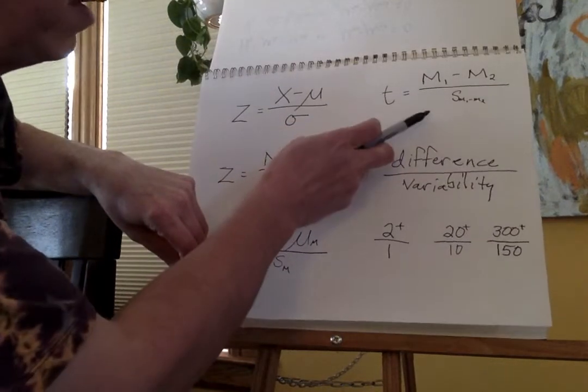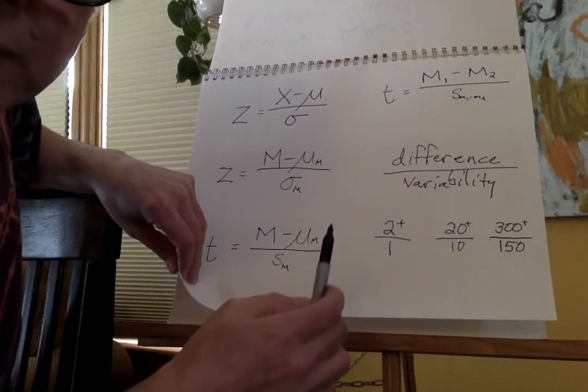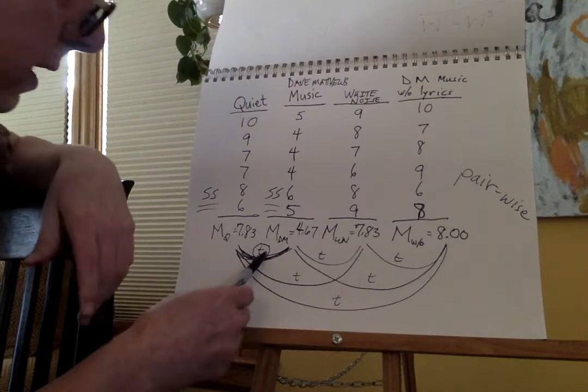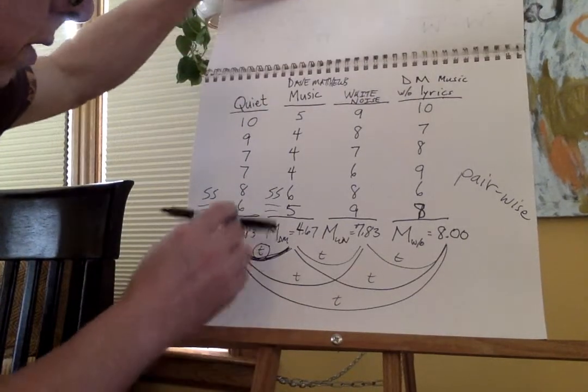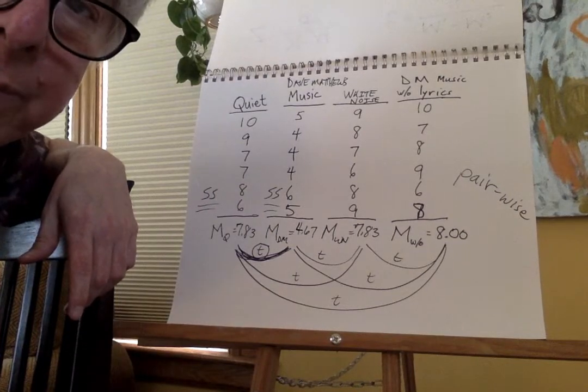This is what I'm talking about here. We compare the two groups. This is a pooled variability measure from the two groups. So if we're doing this t-test, we're going to use the pooled variability from these two, okay?